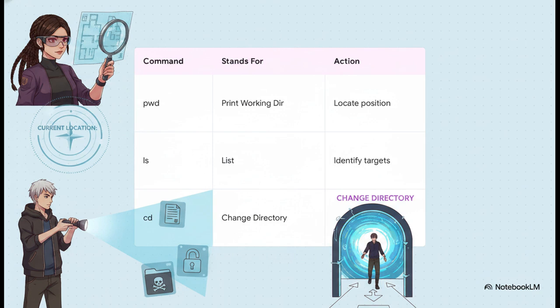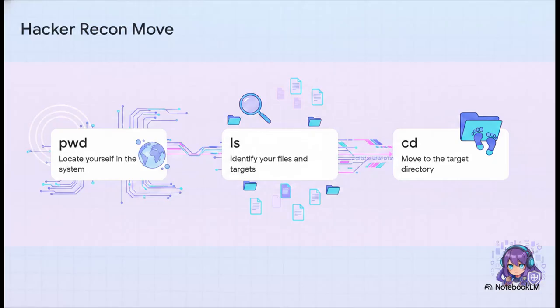Seriously, these 3 little commands completely replace your computer mouse. And listen, this isn't just about memorizing vocabulary. It's about sequence. This builds into a methodology, what we call your basic hacker recon move. Step 1, pwd. Locate yourself. You've got to always confirm your starting point so you don't accidentally execute a command in the wrong place. Step 2 is ls. Observe your environment. What files are vulnerable? What directories are available? And then step 3, cd. Make your tactical move to the specific target directory. This 1-2-3 rhythm, locate, observe, move, is a loop you are going to run thousands of times as a cybersecurity professional. It literally becomes muscle memory.